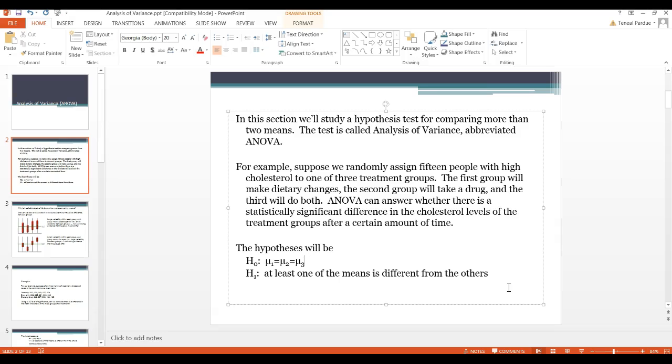Another thing I want to point out here is that unlike the other tests, this one doesn't have a one-tailed versus a two-tailed option. There's just the one possibility.